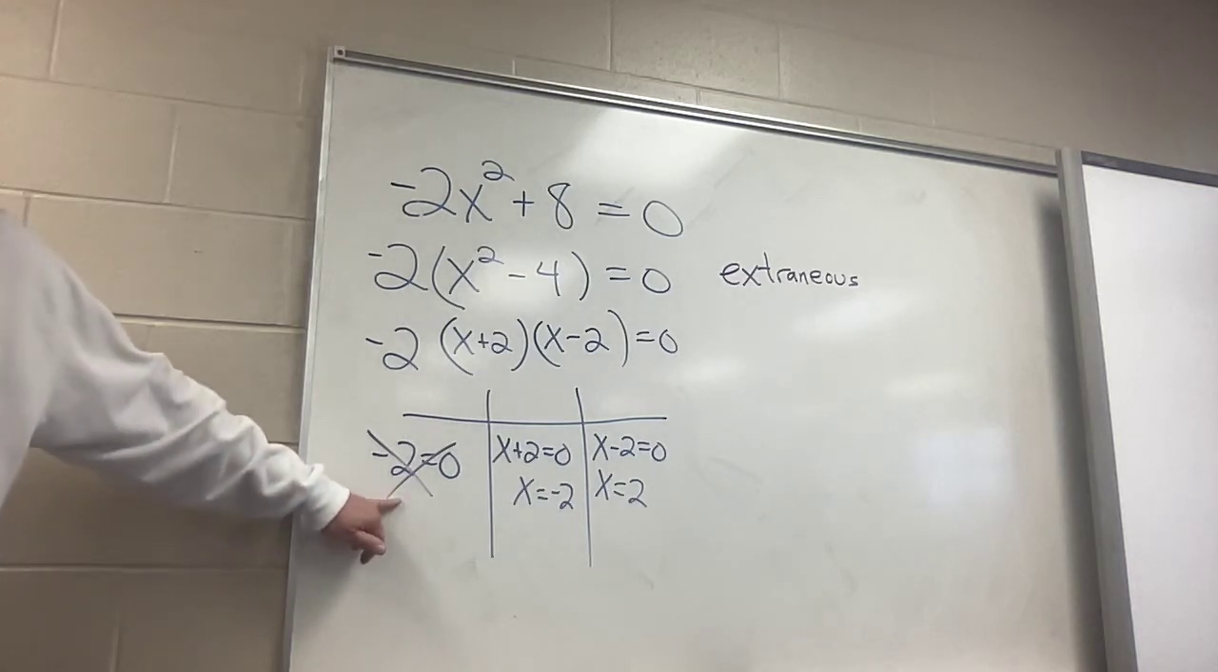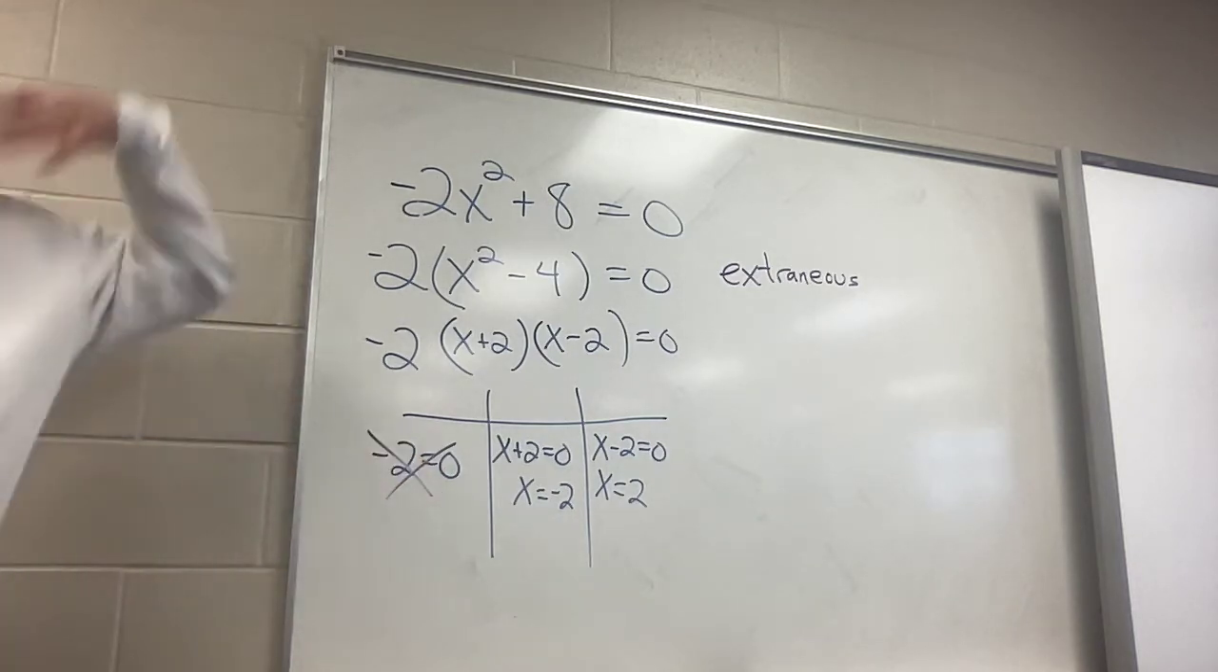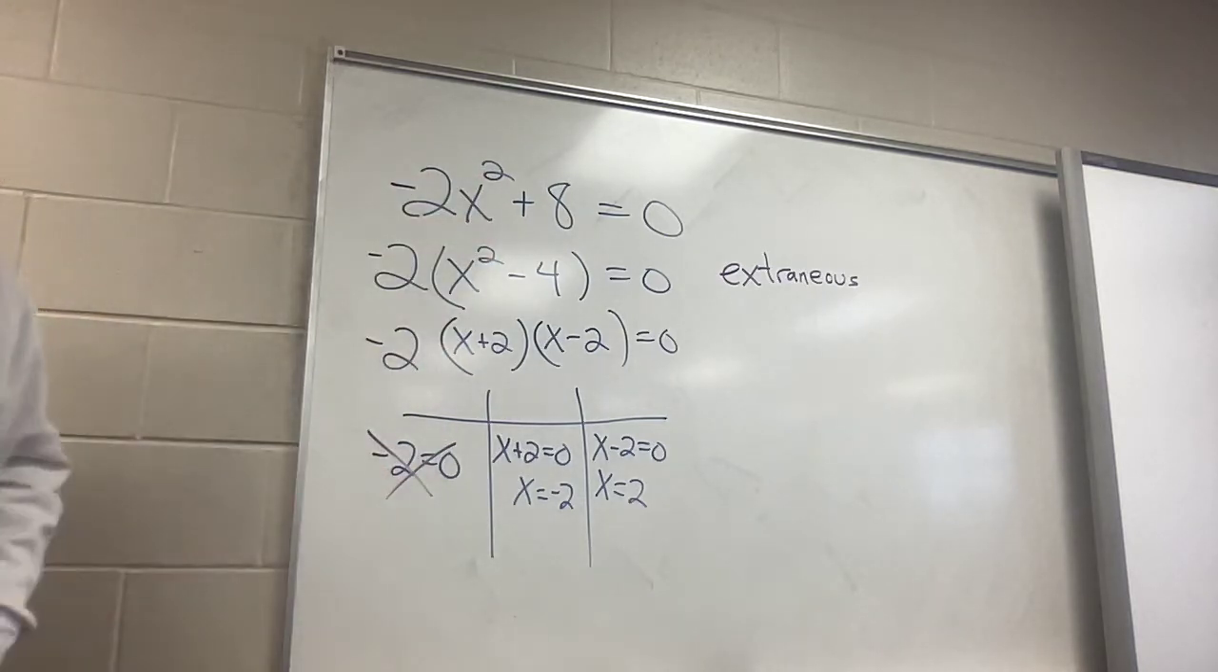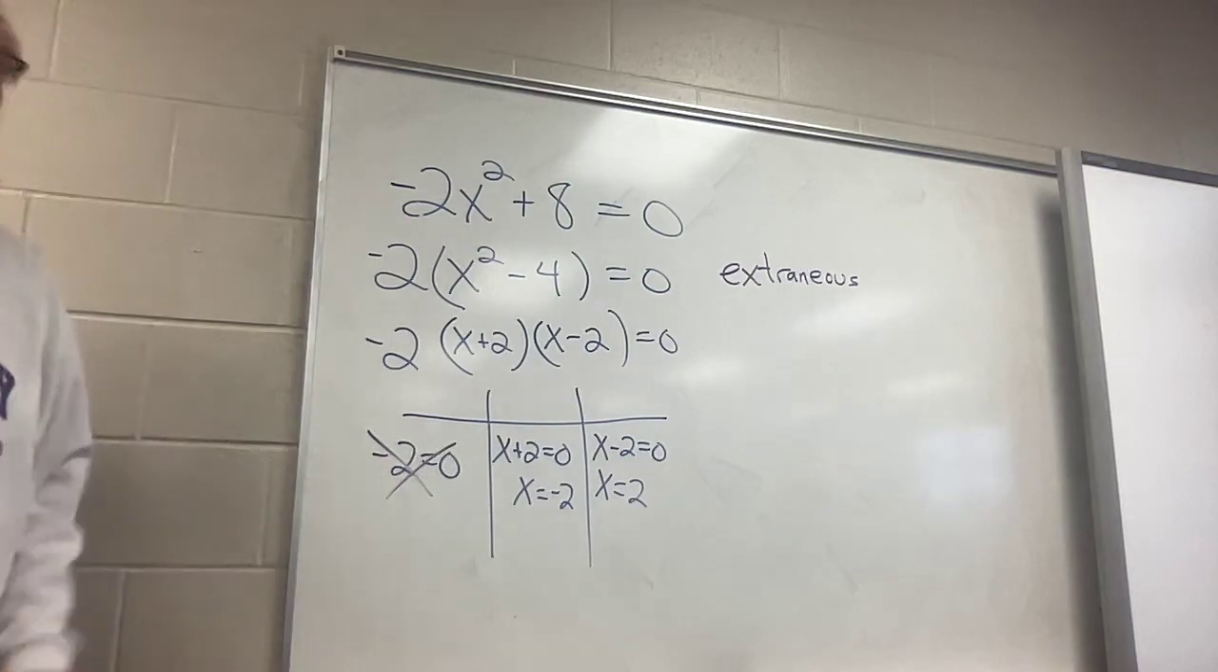Extraneous means an answer that works out mathematically, but when you get to your final answer it does not work in this situation. Negative 2 does not equal 0. It's an extraneous answer. You cross it out.